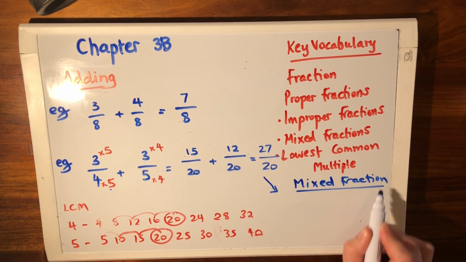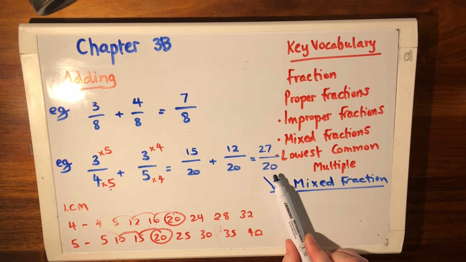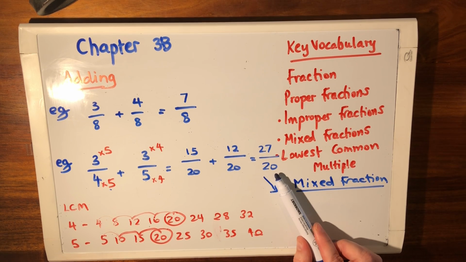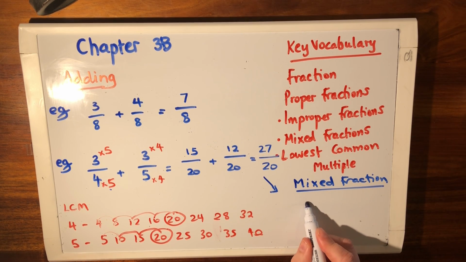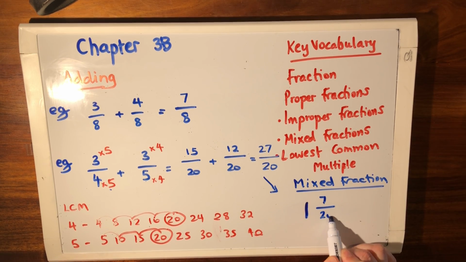So to convert to a mixed fraction, I will ask the question, how many times does 20 go into 27? And of course, the answer is 1 with 7 remainder. So I'm going to take my 1 whole and I'm going to take my 7 remainder and put that over the same denominator of 20. All right, that's adding fractions. You can apply the same concepts to subtraction. So let's practice that.